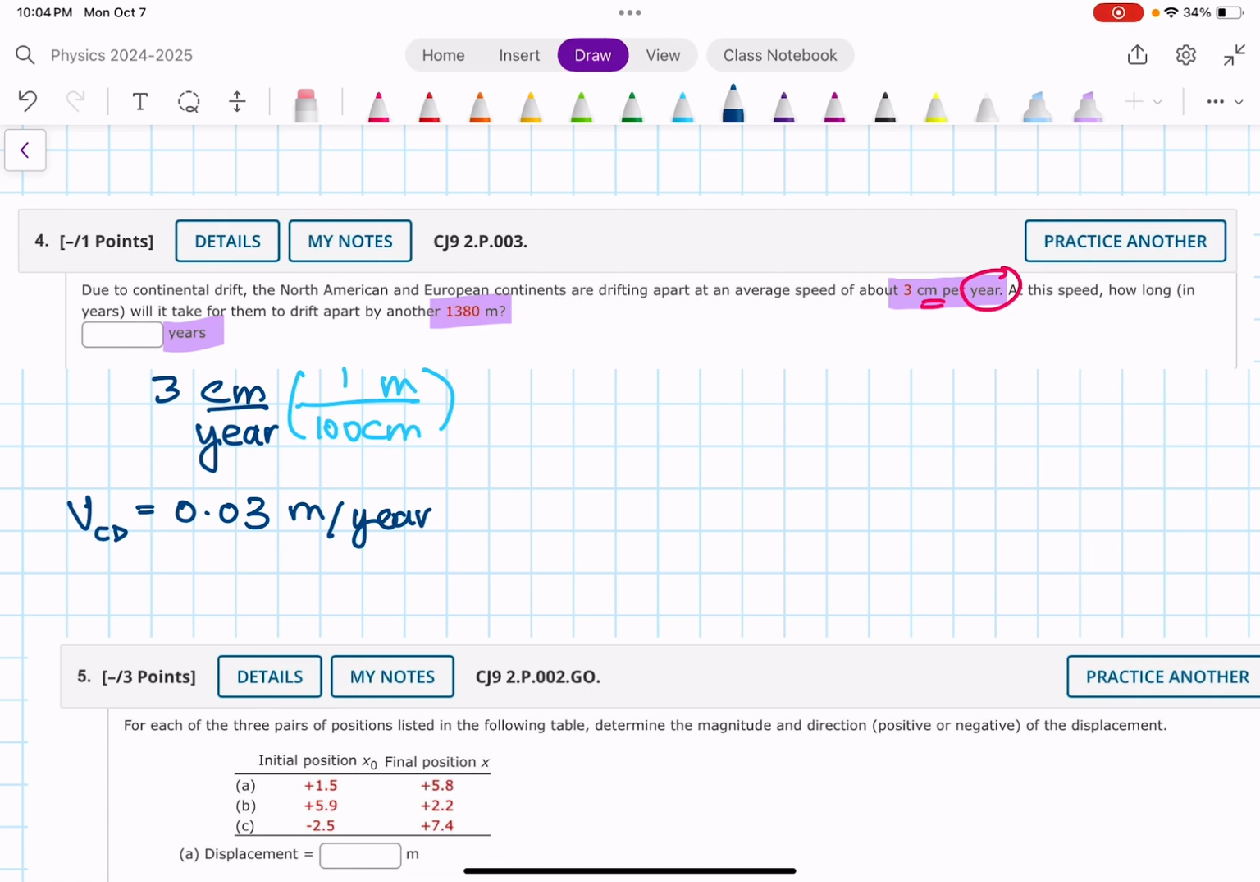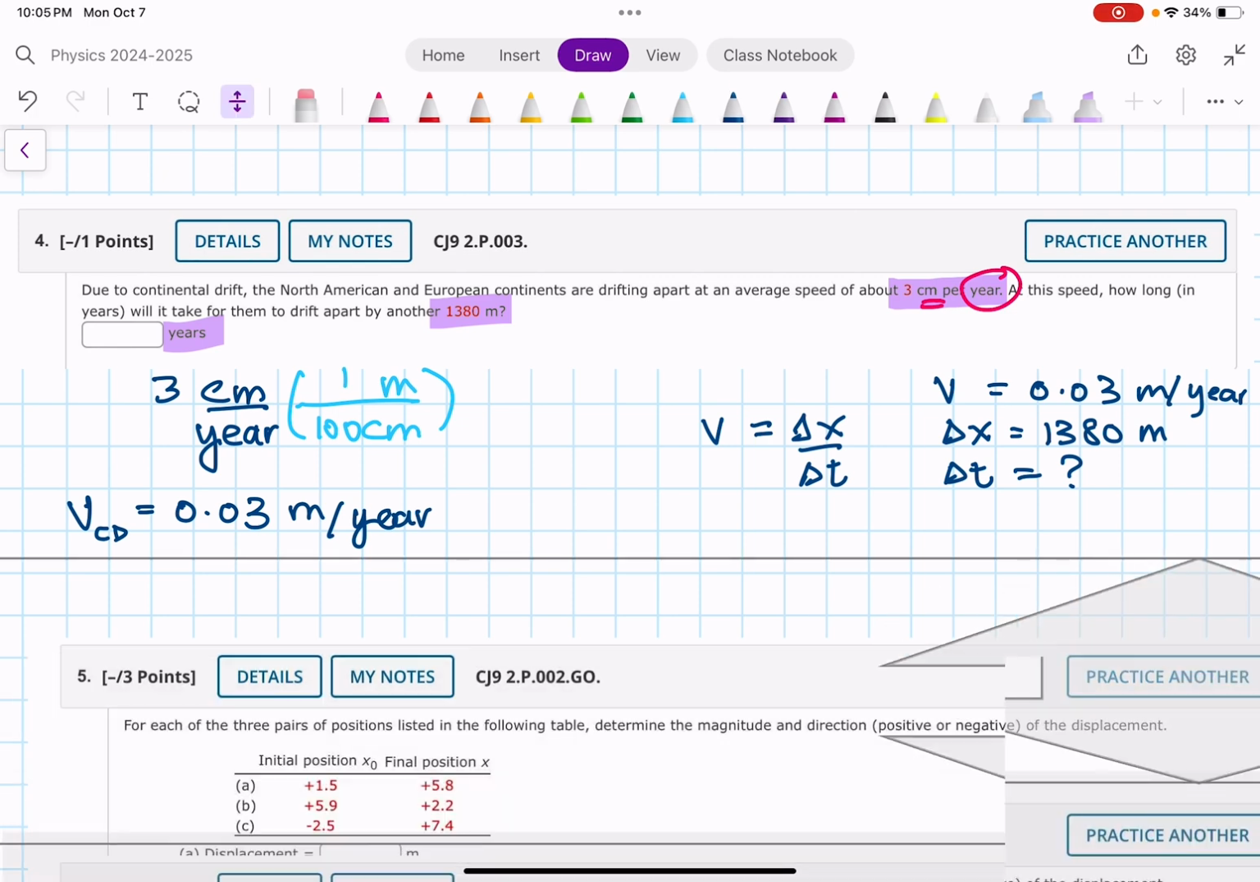So now we know that the equation we have is that speed equals delta x over delta t. So these are my variables, v, delta x, and delta t. We know that the speed is 0.03 meters per year. And then we know that the distance they're talking about is 1380 meters, and they're asking us for time. So we have to rearrange this equation to isolate t as the variable.